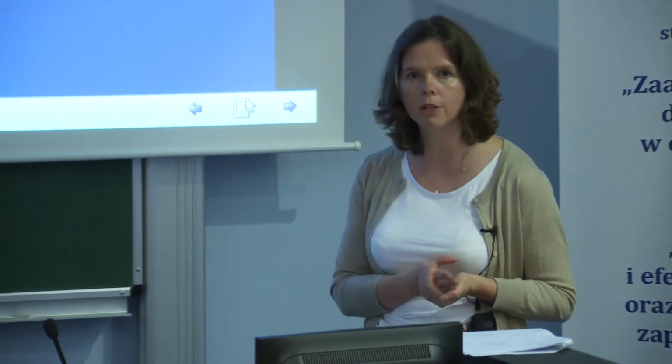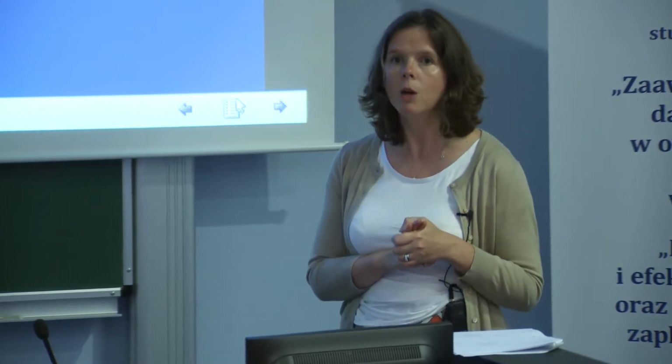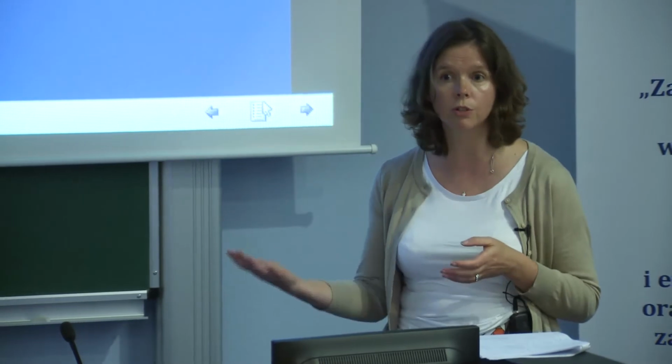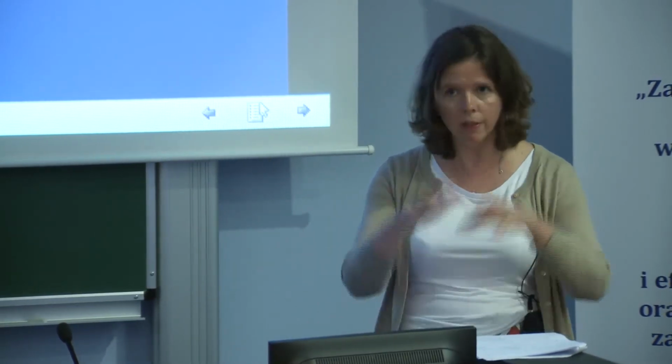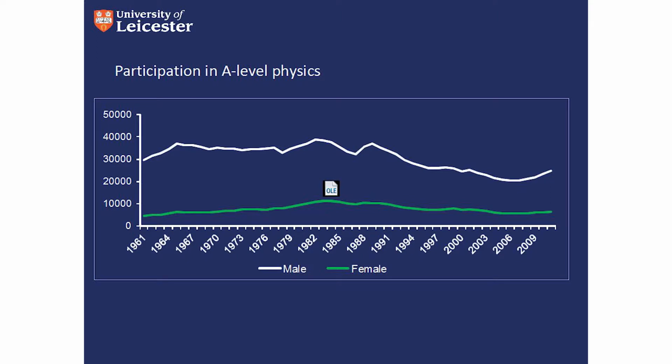In 1988, with the national curriculum, science was made compulsory up to 16. Okay? When students reach the age of 16, they can choose to do A-levels, which is a 2-year course for most students who want to go to university. There are other courses you could do, but most students do A-levels. So this shows you the numbers of people who've studied A-level physics since the A-level began back in the 1960s. And the white line shows men, and the green line shows women.